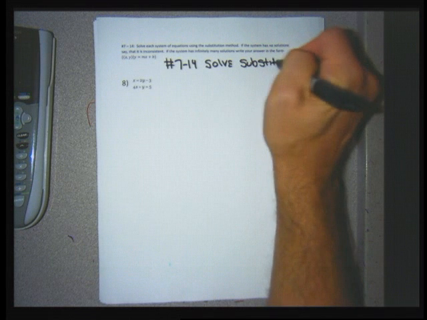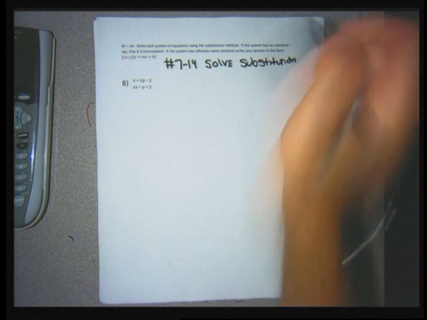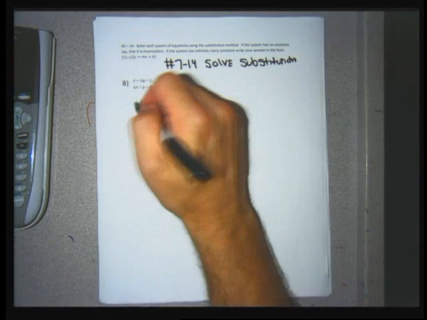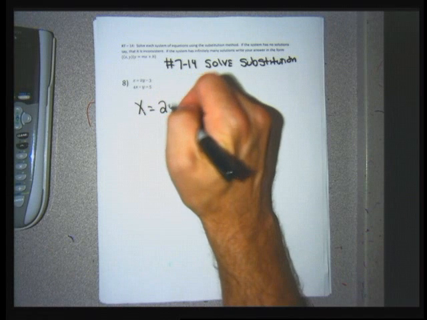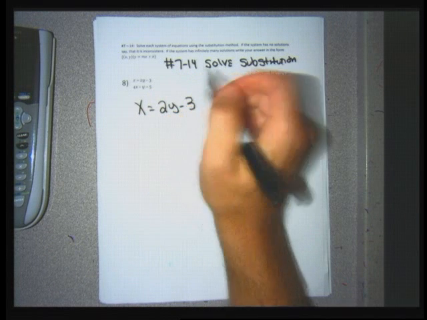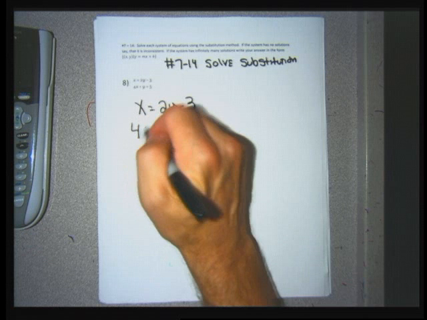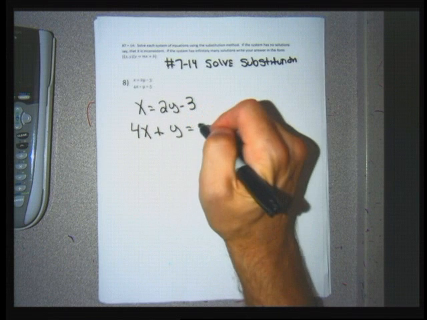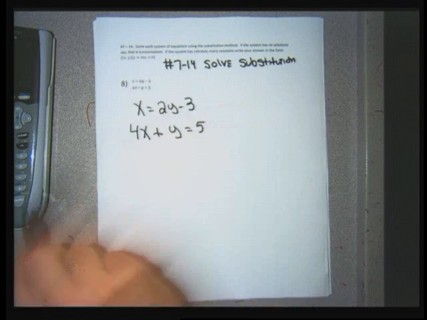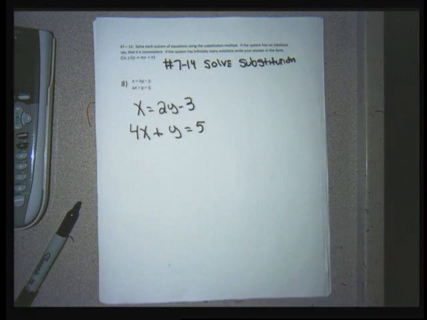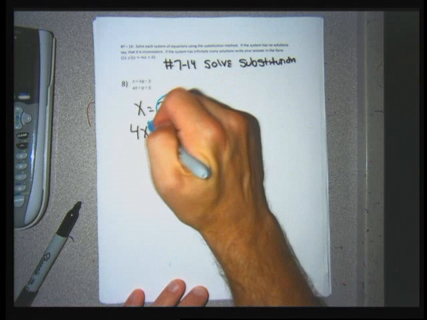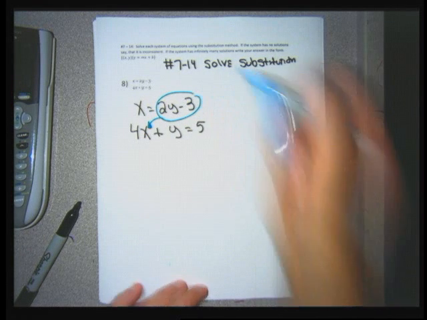Substitution involves replacing the letter in one equation with something that I know it to be equal to from the opposite equation. What I'm going to do in problem 8, the top equation tells me that x is equal to 2y minus 3, which allows me to go to the bottom equation and replace the x with 2y minus 3 because that's what it equals.